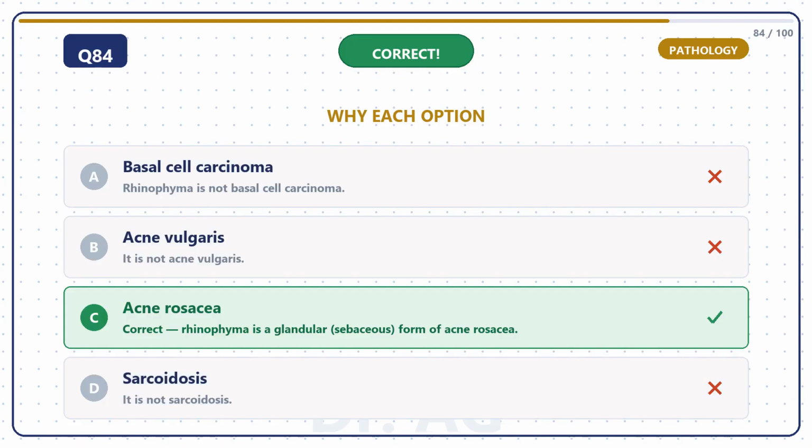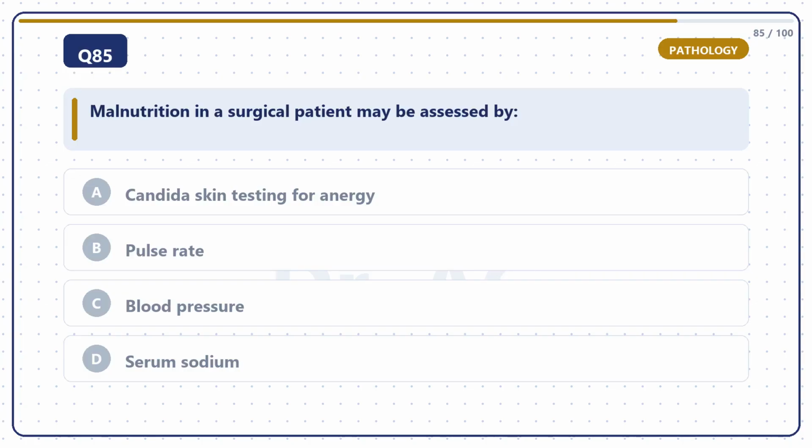Correct, rhinophyma is a glandular, sebaceous form of acne rosacea. So, the right answer is option C. Acne rosacea. Question 85. Malnutrition in a surgical patient may be assessed by option A, Candida skin testing for allergy. Option B, pulse rate. Option C, blood pressure. Option D, serum sodium.